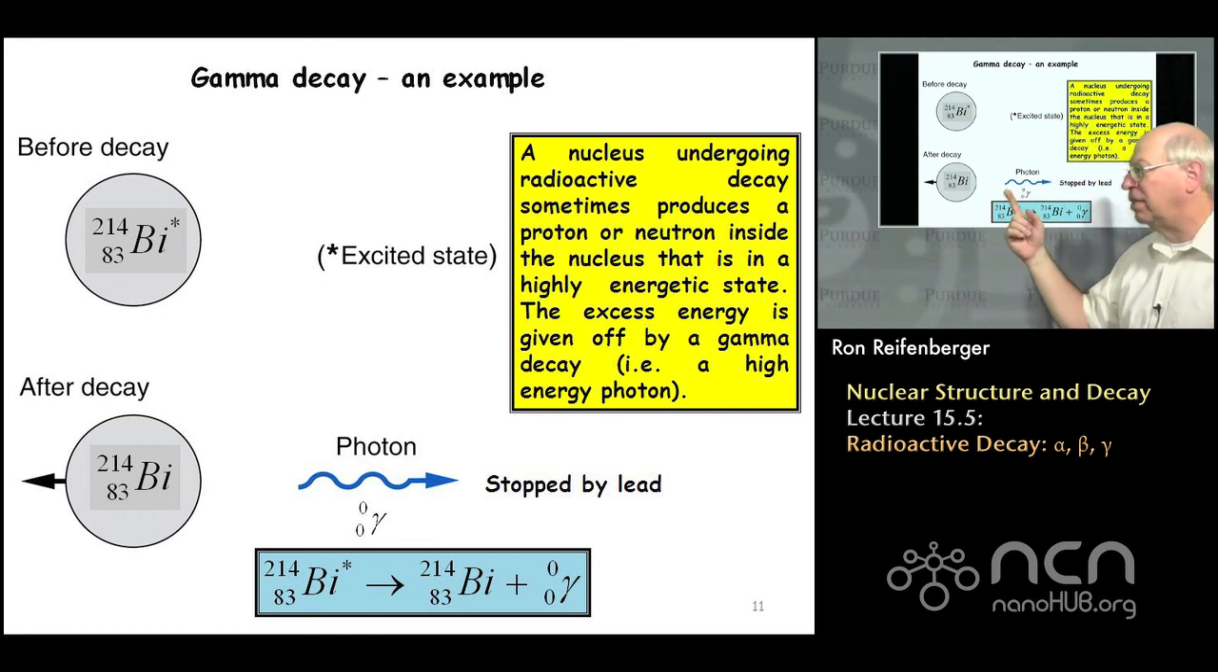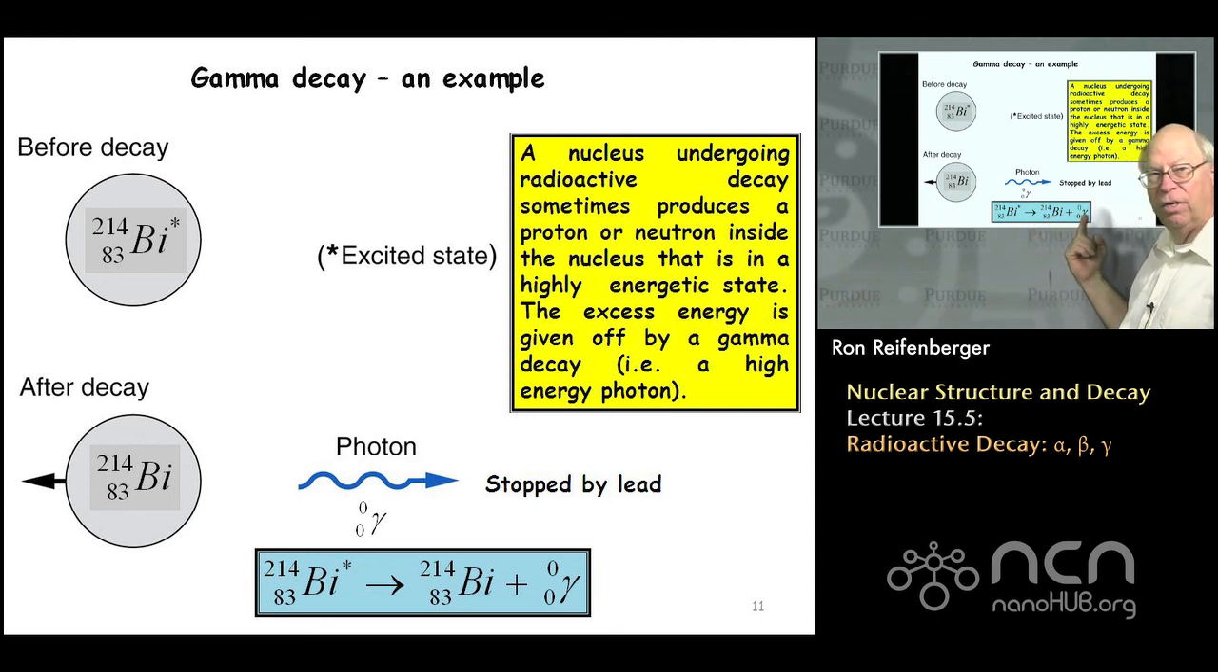And in the process, it emits a photon, which in the early days was called a gamma particle, right? And that gamma particle is extremely energetic. It's a photon in the X-ray region of the electromagnetic spectrum. You've got to use lead to stop those photons, right? So the nuclear reaction for gamma decay is written in this form here.